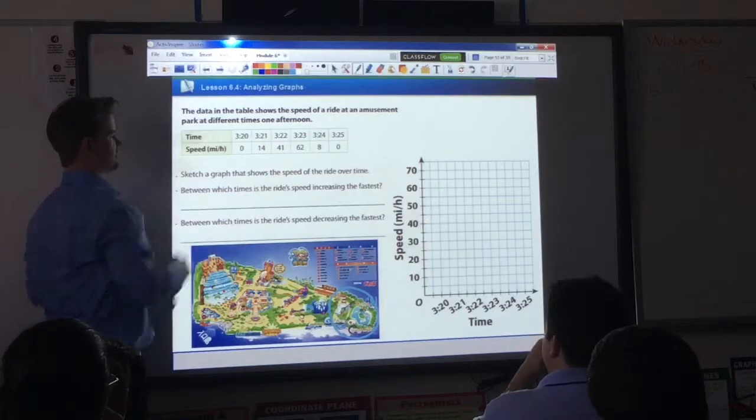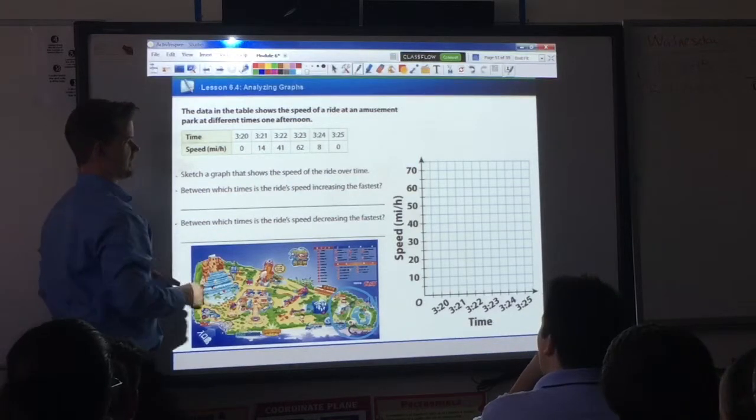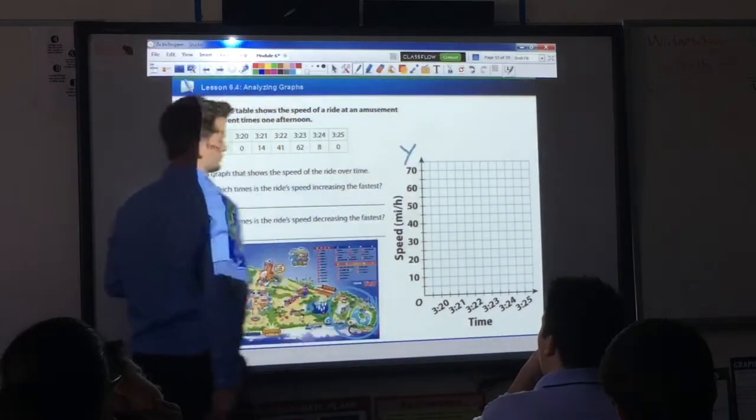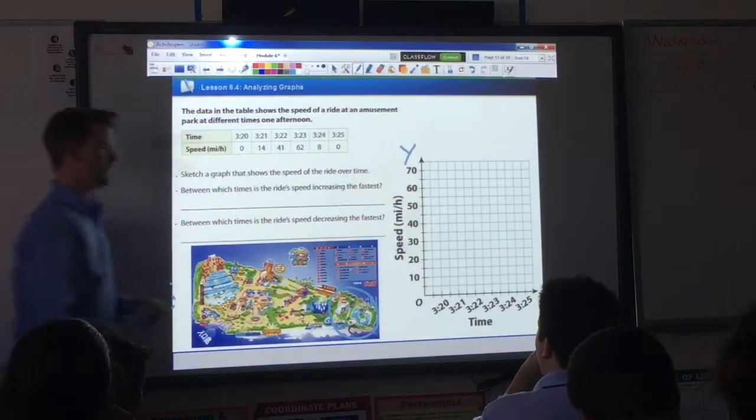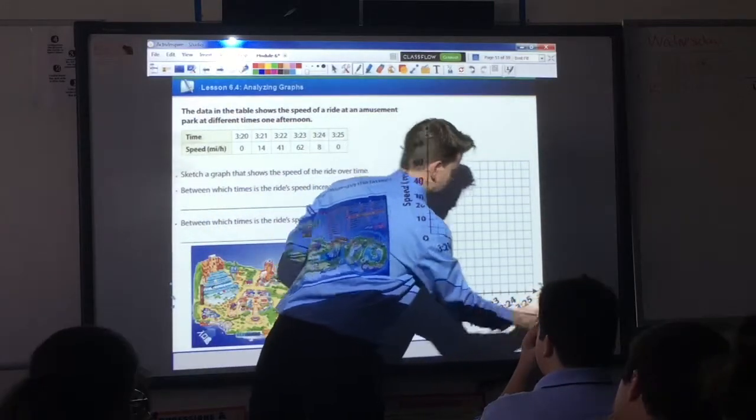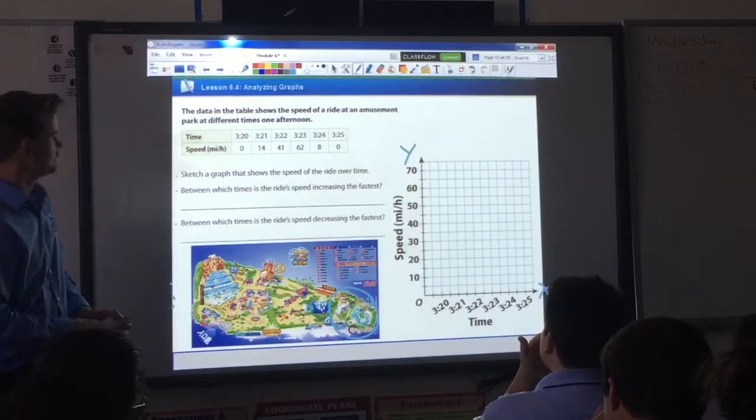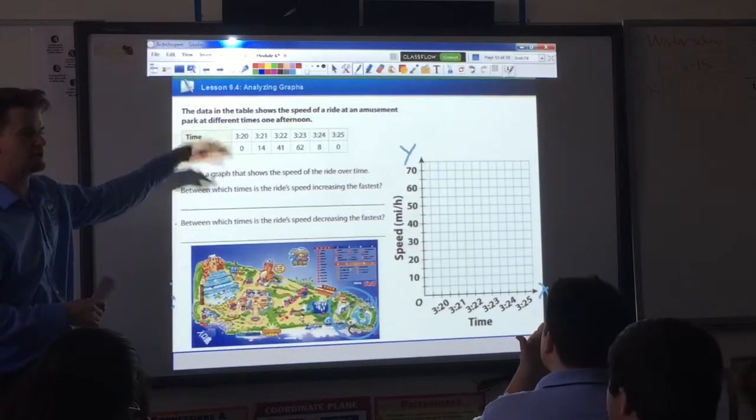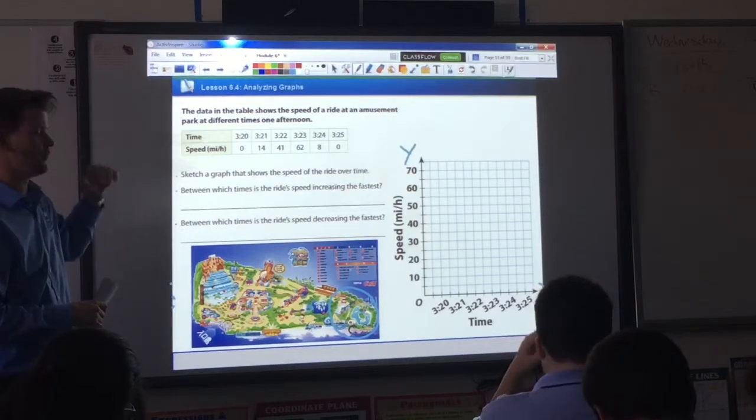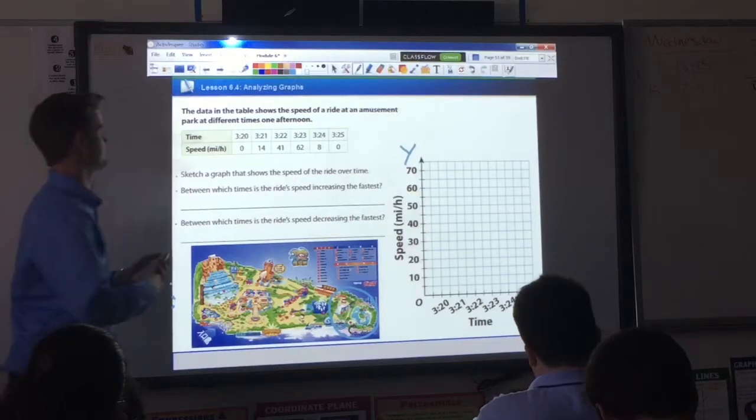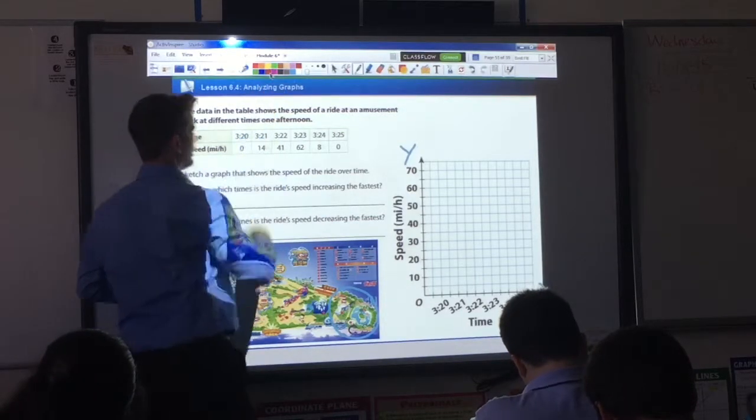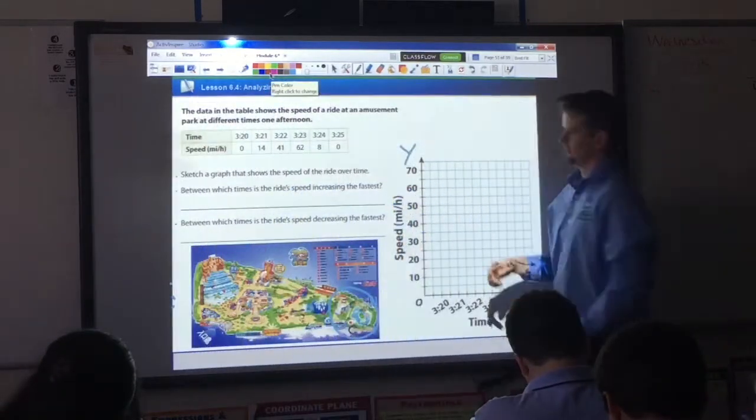So we want to sketch a graph that shows the speed of the ride over time. We have our y-axis, which represents the output speed, and we have our x-axis, which represents the input time. The good thing is we have all of the coordinate pairs for us. All we have to do now is go in and graph this information.